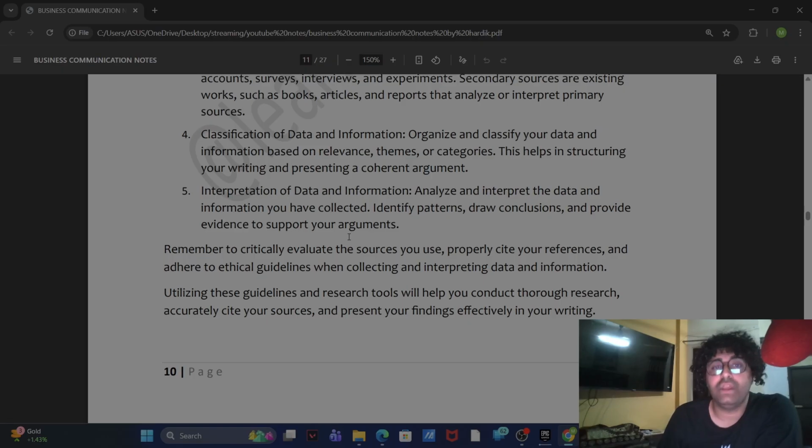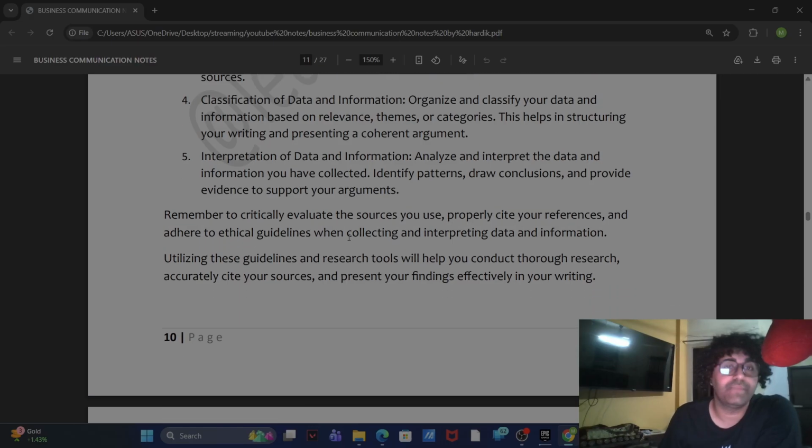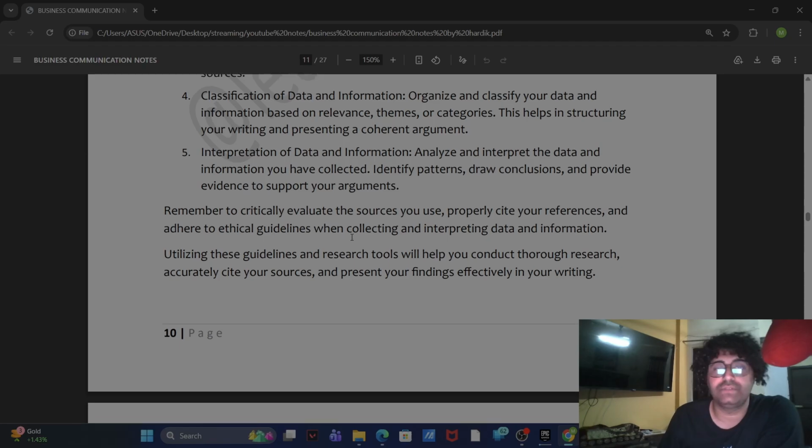Classification of data and information. Organize and classify your data and information based on relevant themes or categories. This helps in structuring your writing and presenting a coherent argument. Interpretation of data and information. Analyze and interpret the data and information you have collected. Identify patterns, draw conclusions, and provide evidence to support your arguments.